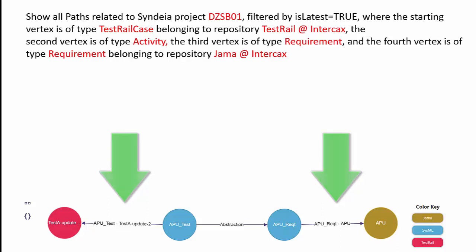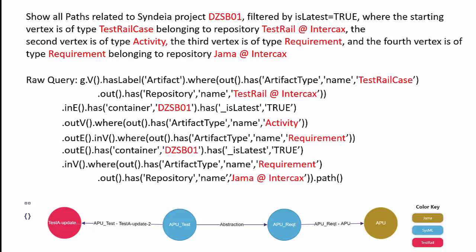There may be multiple systems being modeled in Syndea Cloud. We want to exclude all the projects but one. The resulting query might look like this. We will break it down step by step.